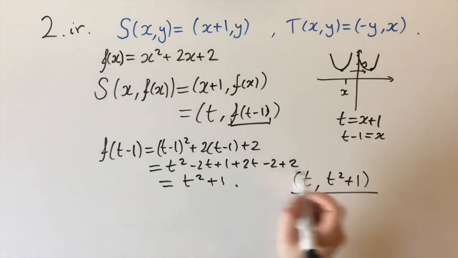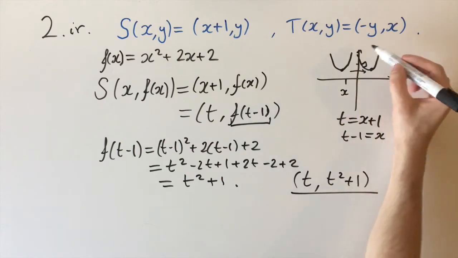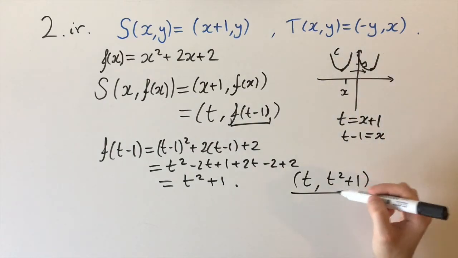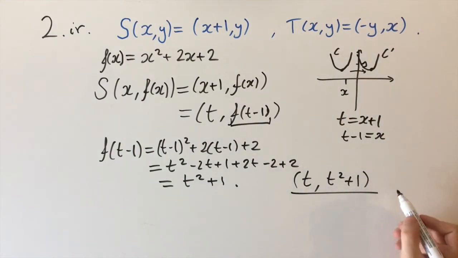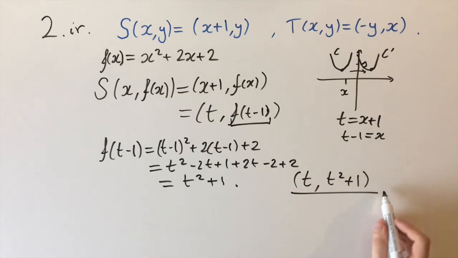So this is kind of what the new parabola is. This is the effect of the transformation s. So we have the original parabola c, and we have this new parabola c dash, for example. And this is the equation of the height of that.